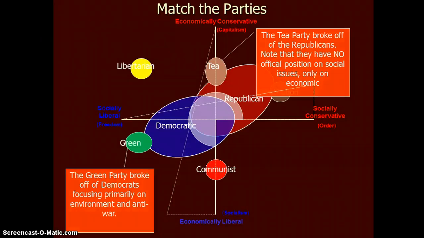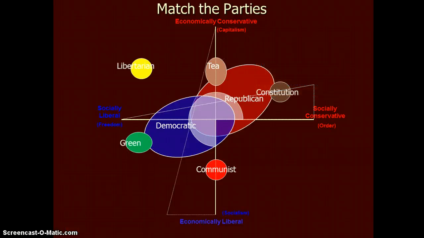So now you see how we can use this four-quadrant axis to really give us an in-depth look at the people and the political parties in the United States and whether they are socially conservative or socially liberal and economically conservative or economically liberal. So hopefully this helps you understand these concepts.